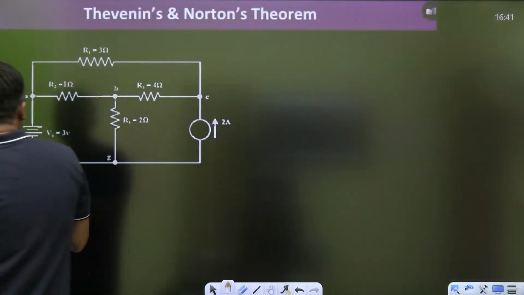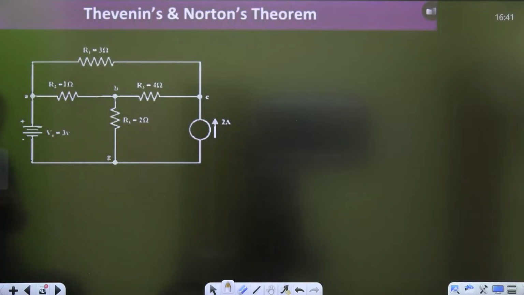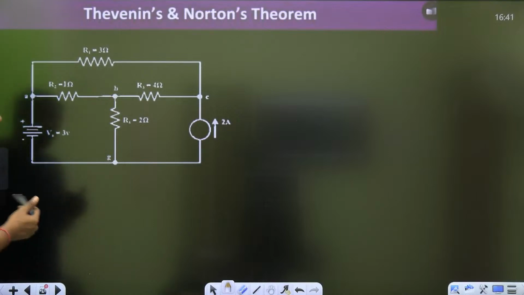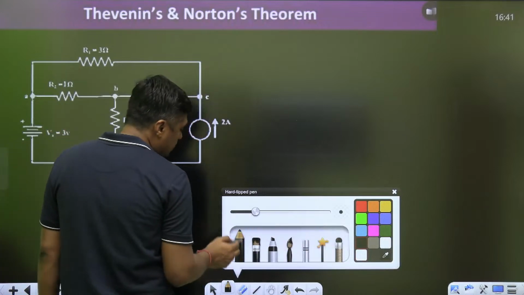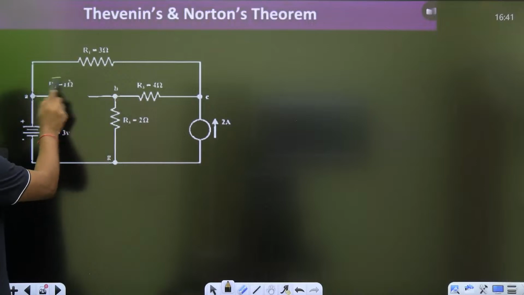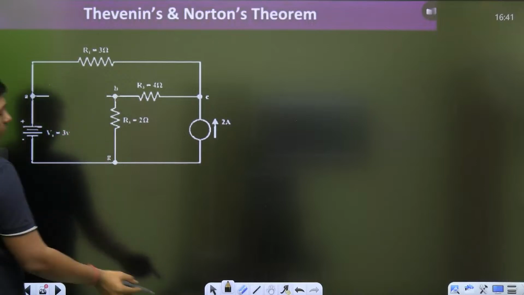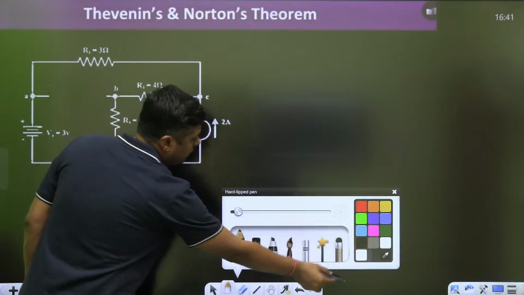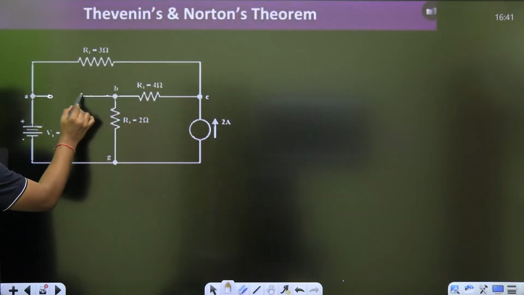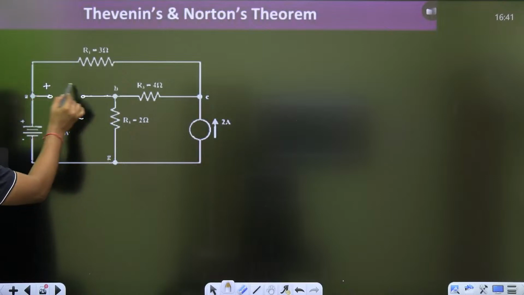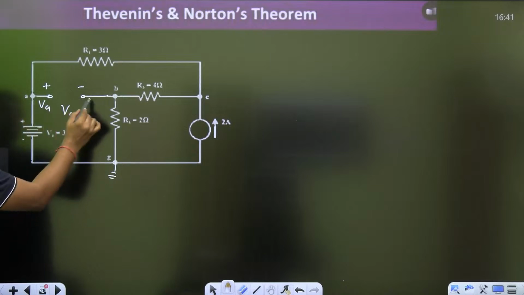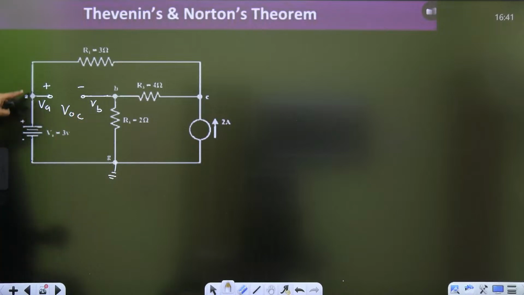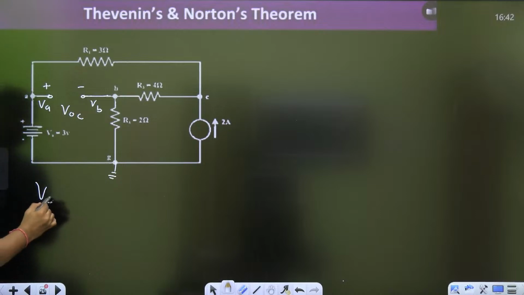By practice, so that you will know whether we are getting the right answer or wrong answer. Yes, 1 volt. So you can verify it. For example, just remove it, because this is the RL, 1 ohm is the load. Now, at this point, we are getting VOC. That is the reference. Now, let this voltage be VA, this voltage be VB. So VA is fixed. VA is what? 3 volt. So VOC is nothing but VA minus VB.